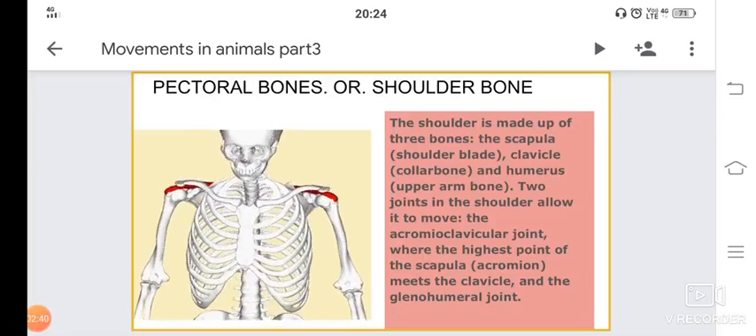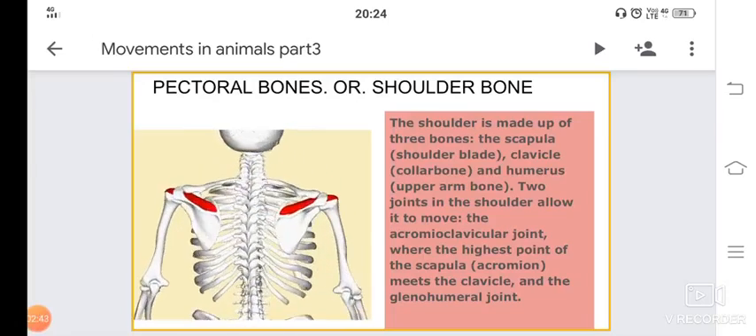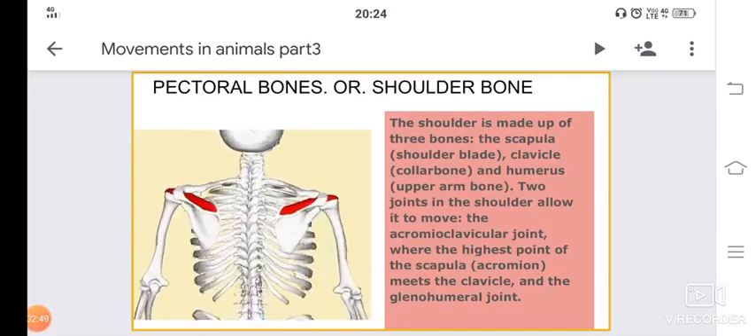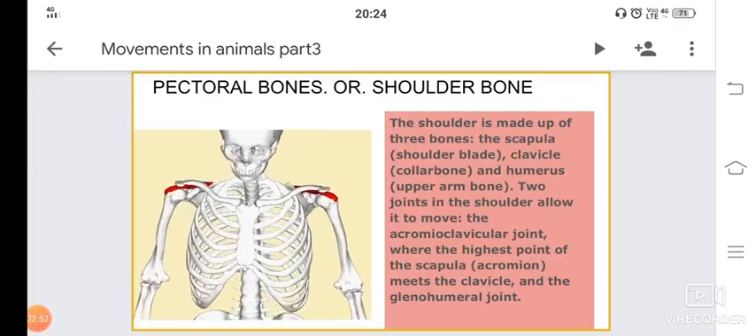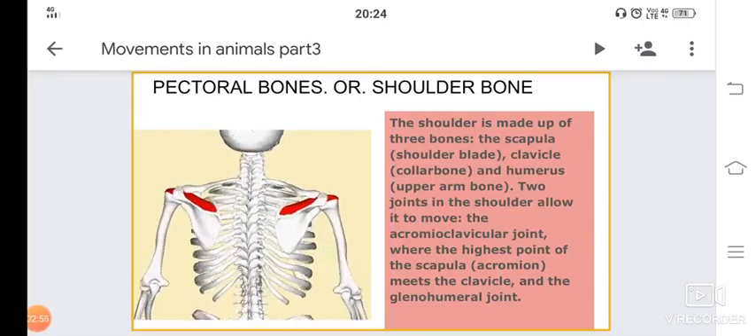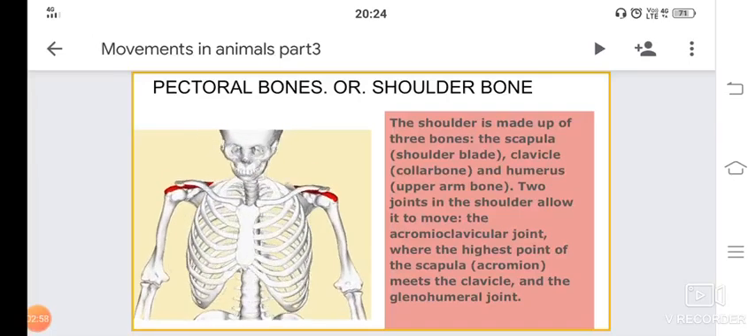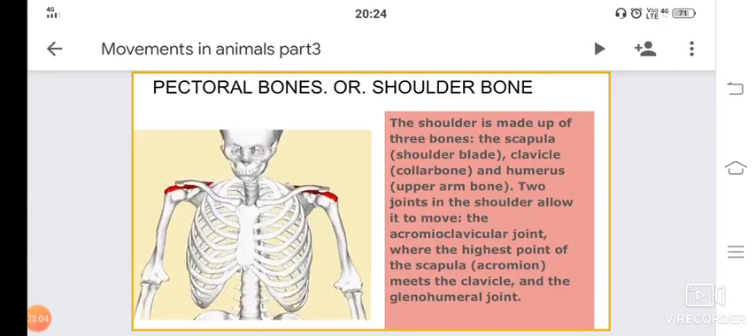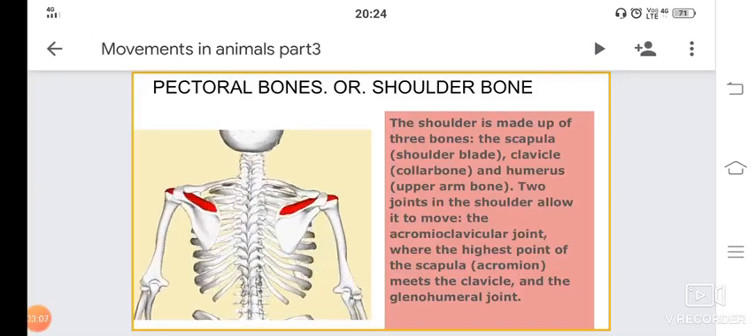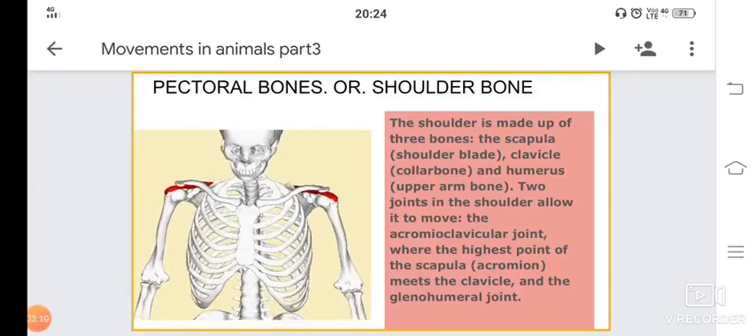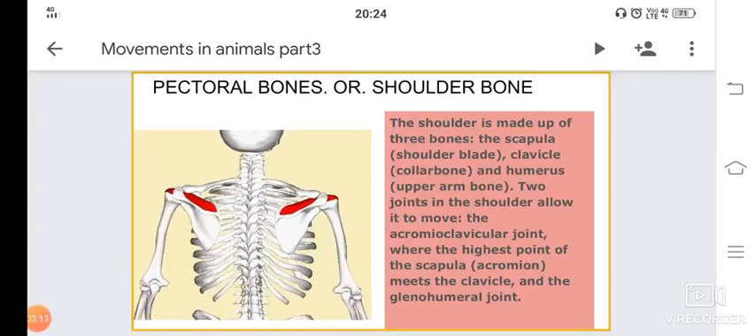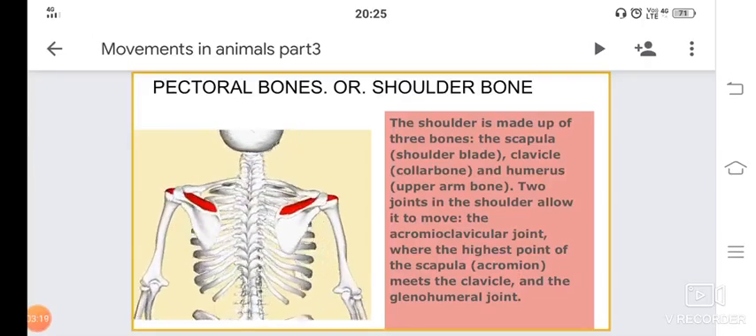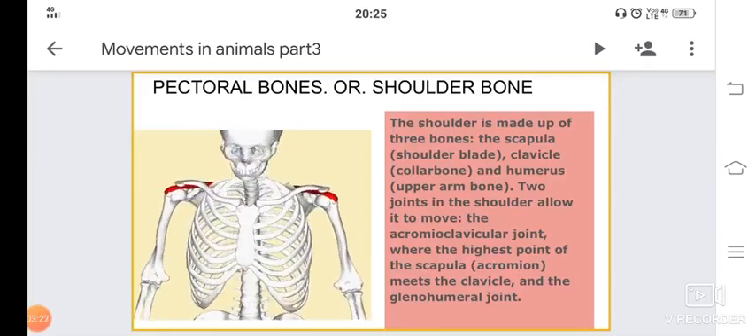In the upper arm, these 3 bones combine together to make the movement of the joint. The acromioclavicular joint is where the highest point of the scapula meets the clavicle, and the glenohumeral joint. These combine with the upper bone of the rib cage and help the movement of the shoulder. So we can call it the shoulder or pectoral. It gives the main structure of our body. On the chest side, it holds the rib cage as well as covers the rib cage and the spinal cord.